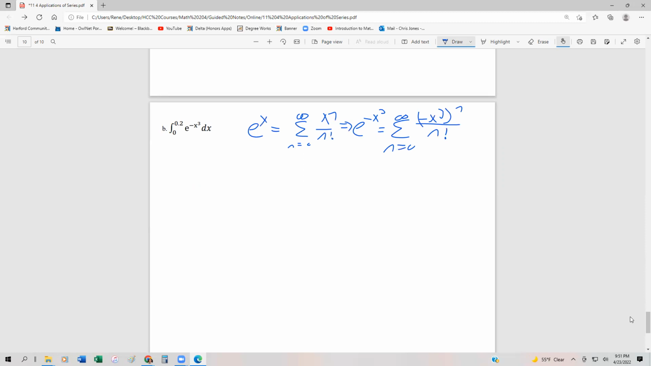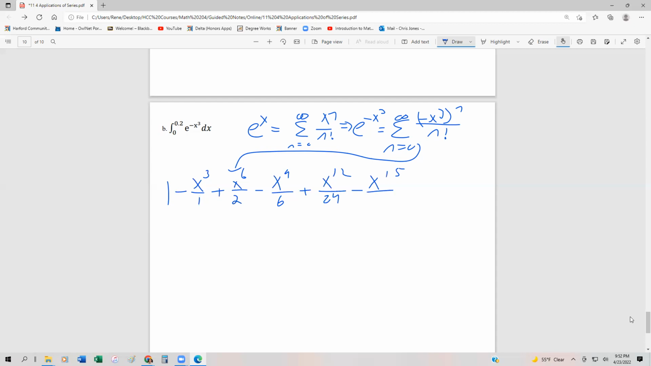And so if we write out some of the terms of this, substituting 0 back in, that's going to be a 1. Substituting a 1 back in, that's minus x cubed over 1. Substituting a 2 back in, that's going to be x to the 6th over 2 factorial. Substituting a 3 back in, that is going to be negative x to the 9th over 6, which is 3 factorial. Then x to the 12th over 24, which is 4 factorial. And then just one more term, just so we can say that we did it, minus x to the 15th over 120.